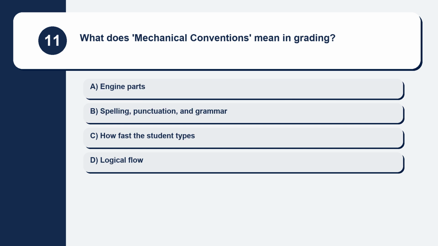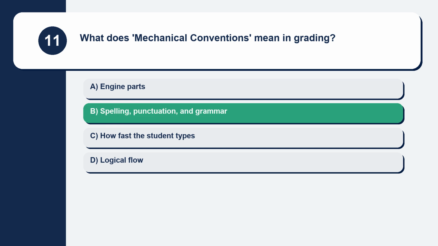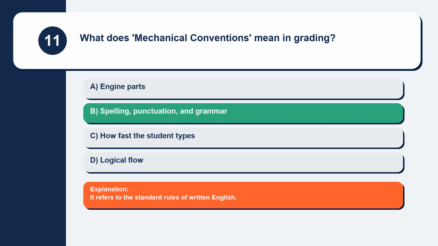Question 11. What does mechanical conventions mean in grading? Engine parts, spelling, punctuation, and grammar. How fast the student types. Logical flow. It refers to the standard rules of written English.